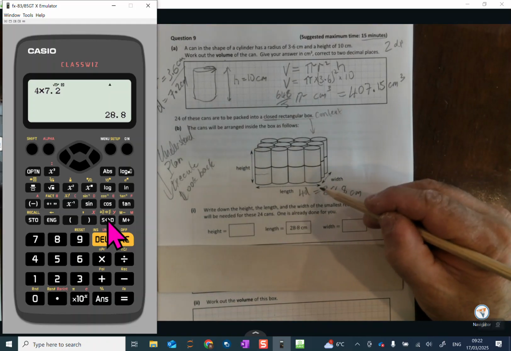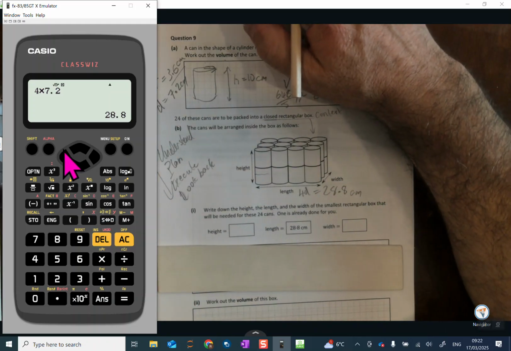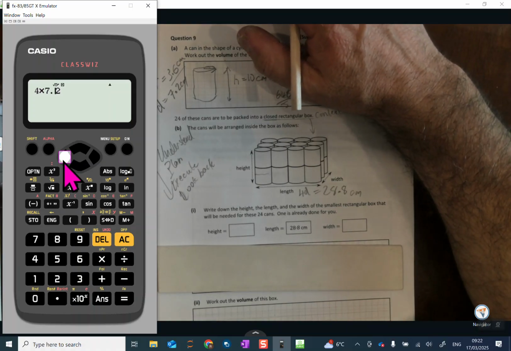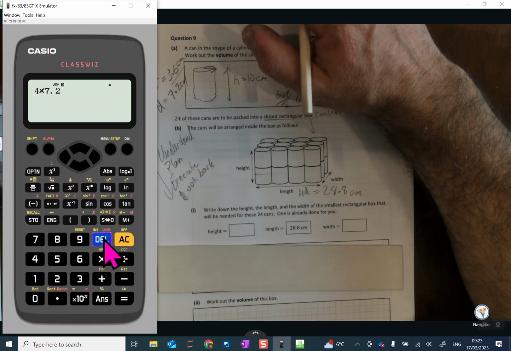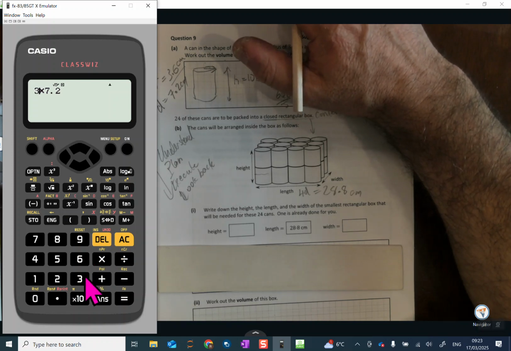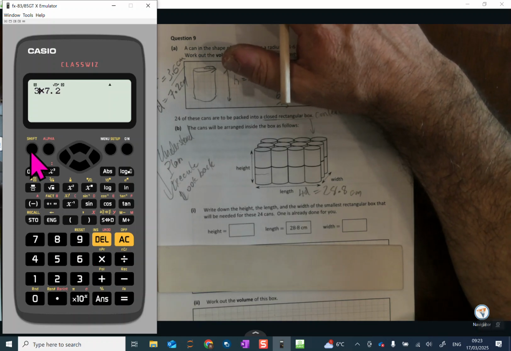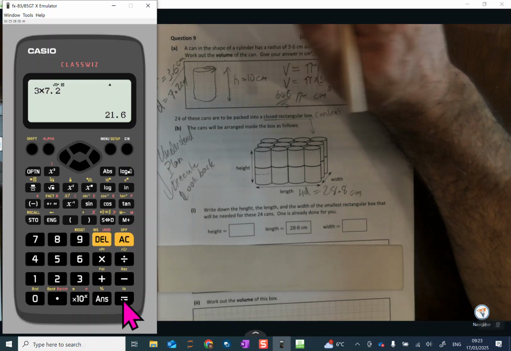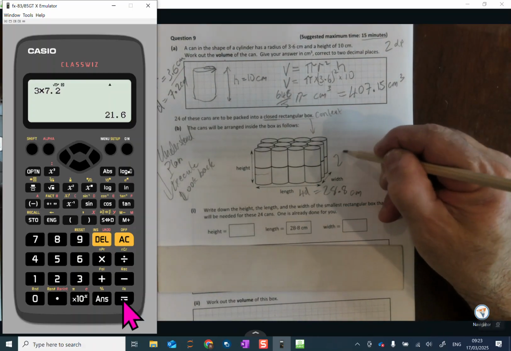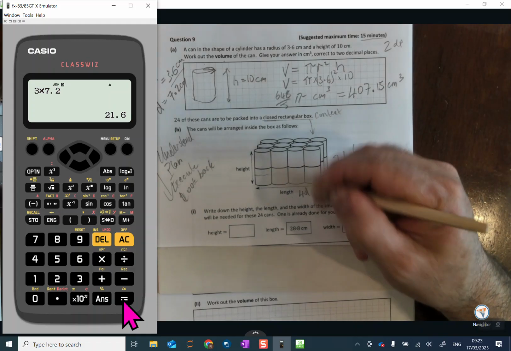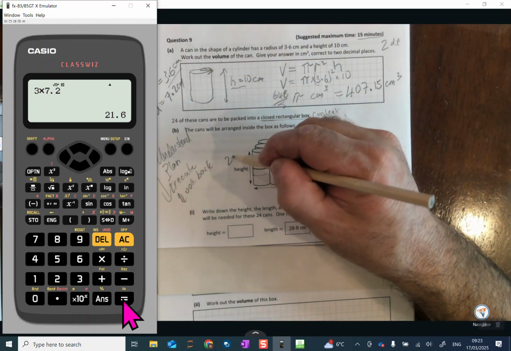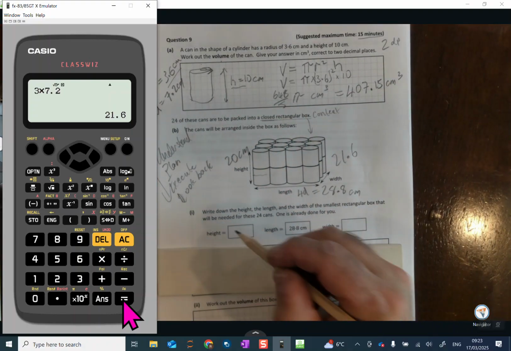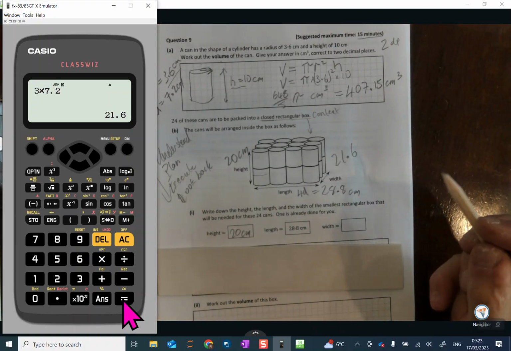Now my width is 3 times 7.2. Let's just go in here and turn the 4 into a 3. And let's do shift equals this time. It'll end with 0.6. 21.6. And then the height is 2 times the height, which is 20, which won't need a calculator. Okay, and we can write them in here. 20 centimeters.